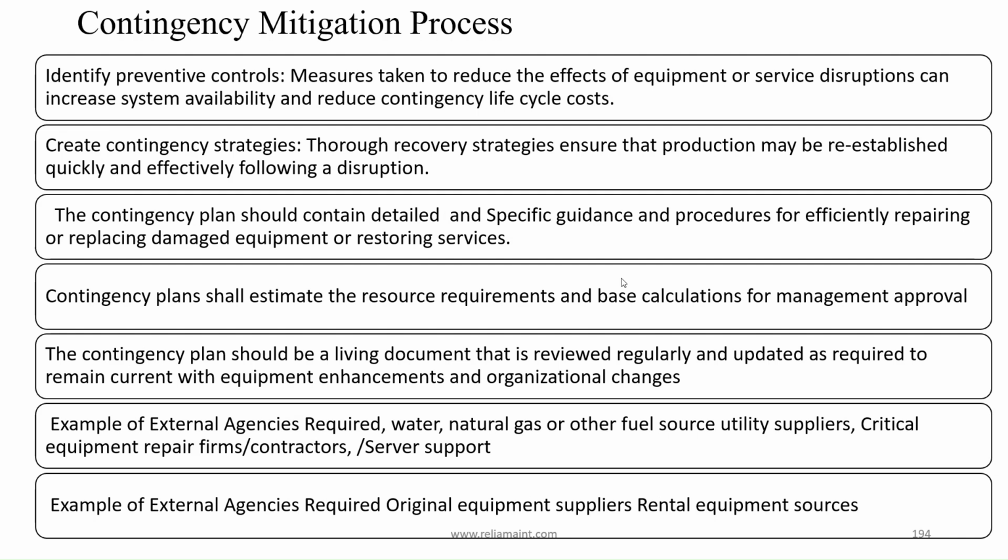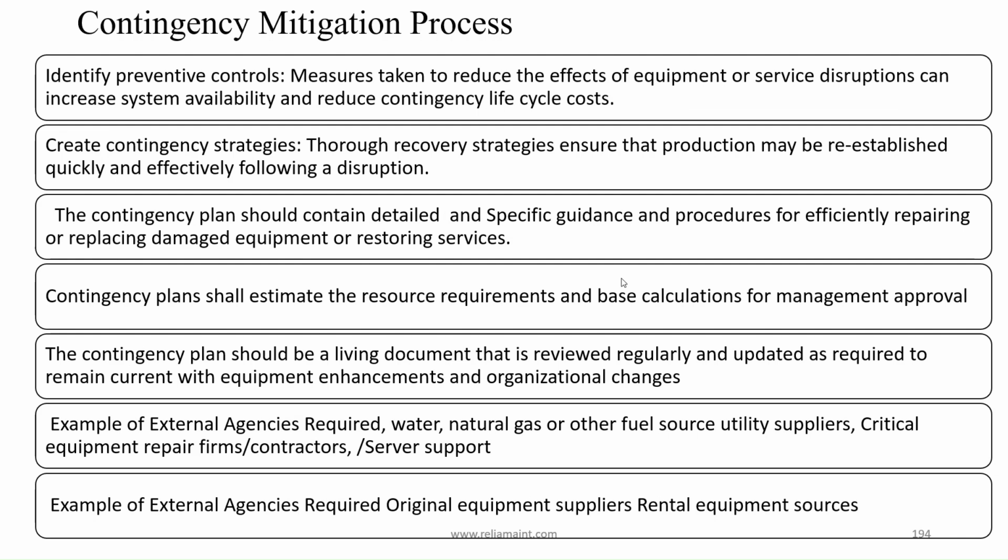Measures taken to reduce the effects of equipment or service disruptions can increase system availability and reduce contingency life cycle costs. Create contingency strategies. Thorough recovery strategies ensure that production may be re-established quickly and effectively following a disruption. The contingency plan should contain detailed and specific guidance and procedures for efficiently repairing or replacing damaged equipment or restoring services. Contingency plans shall estimate the resource requirements and base calculations for management approval. The contingency plan should be a living document that is reviewed regularly and updated as required to remain current with equipment enhancements and organizational changes.